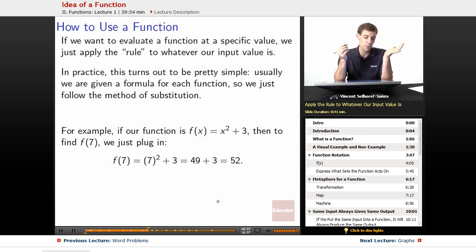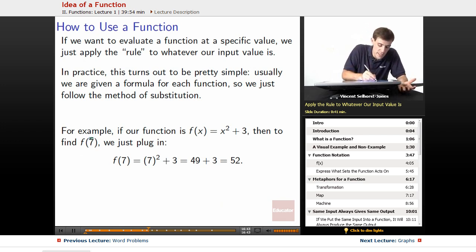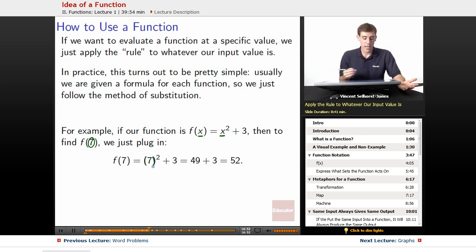So if for example our function is f of x equals x squared plus 3, then to find f of 7, we just plug in. So 7 is what we're plugging in. So we have 7 in this spot, and a 7 will go in here. So we wrap that in parentheses just in case. In this case, we don't have to, but we'll see why it's useful to always remember to wrap in parentheses. So 7 squared plus 3, 7 squared is 49. 49 plus 3, we get 52.